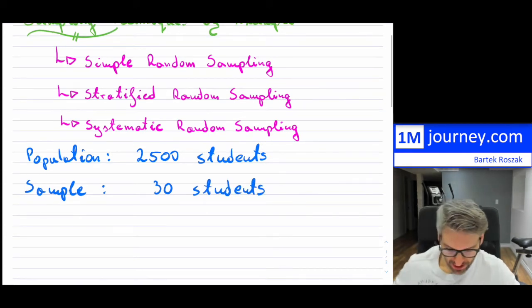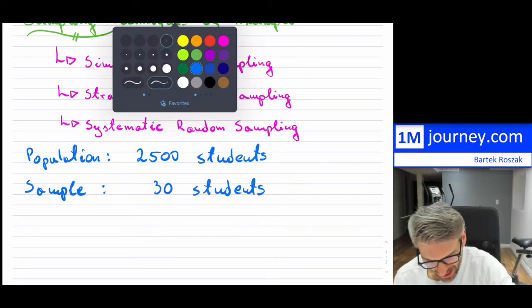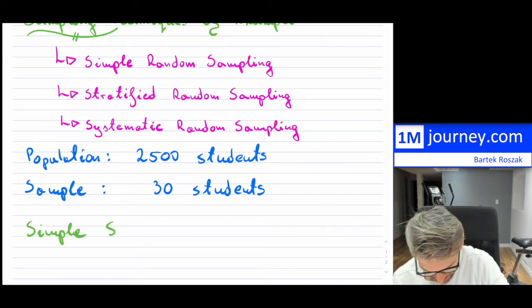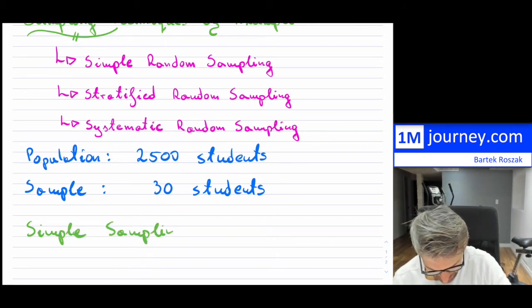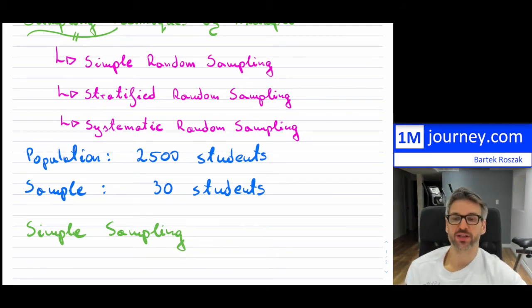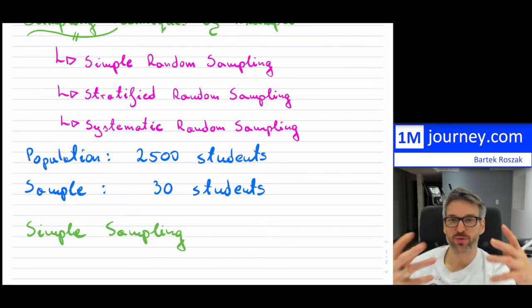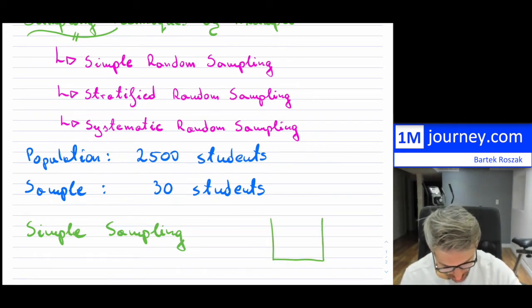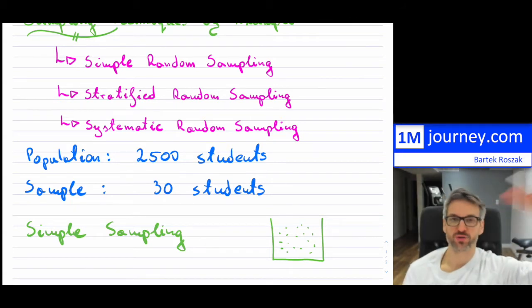Now, for simple sampling, what that actually means is that I have to pick 30 students from the entire 2,500 students in total. And I want to do it at random. So one way to do it is basically take all the students' names, put them in a hat. So you have some hat. All of these names are inside. And you start drawing at random, first student, second student, third student, fourth student, and so on until you get to 30.